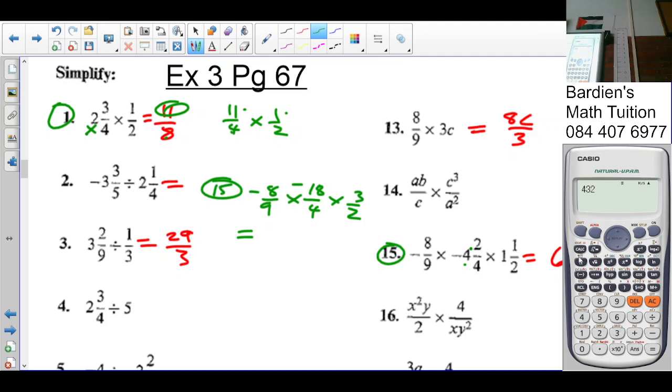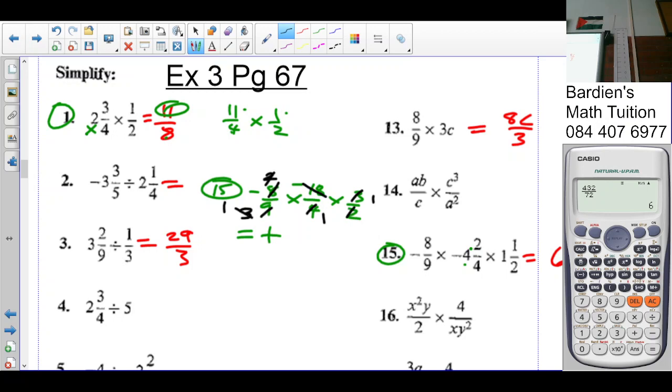432 over 72. Then I said you get 6 when you simplify. But what you should have done was say negative times negative is positive. 4 goes into 4 once, into 8 twice. 3 goes into 3 once, 3 goes into 9 3 times. The 2's cancel. 3 goes into 3 once, 3 goes into 18 6 times. So there's only a 6 on top and 1 at the bottom, which is 6. I was confused because I didn't know you could simplify with the other numbers. The first fraction can simplify with the last fraction, as long as it's across a multiplication sign.